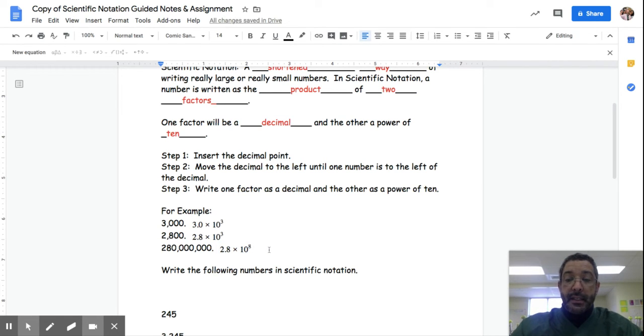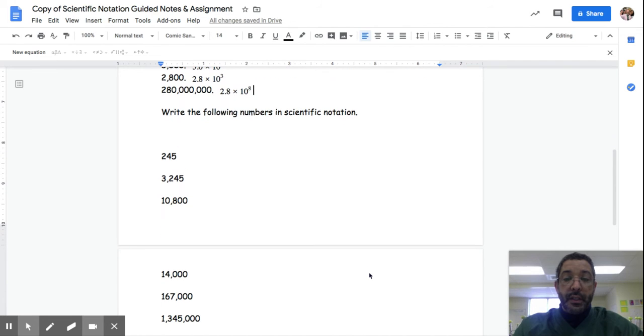Now, one thing to think about is if you're using that powers of 10 chart that we made yesterday, if you look at a number like 280 million, it's pretty simple. You could just look right on that chart and go, wow, I'm going to move that 8 places and my number's going to be 10 to the 8th. So use that chart if you need to. Okay? So those are some examples of how we do scientific notation. So what you're going to do, and I will do the first 2 of these for you, and then you can do the rest on your own, is you're going to write the following numbers in scientific notation.